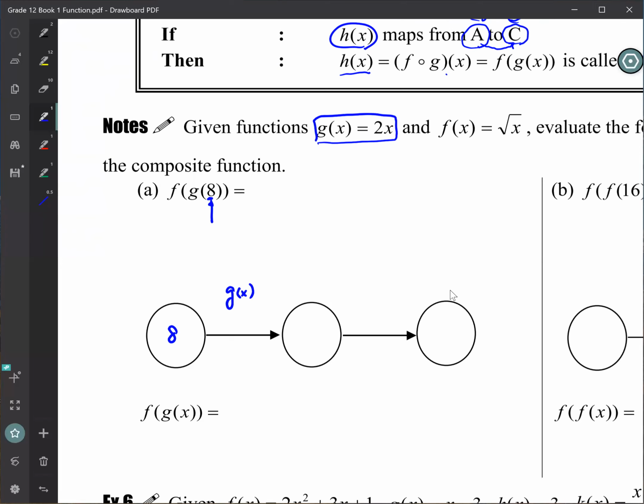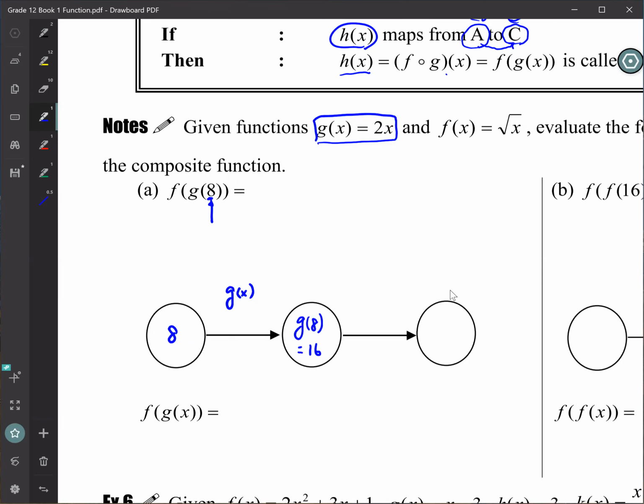So I will have g of 8, which will equal to what? Tiana, what's g of 8? 16. Yeah, 16, right? You put it into the x, 2 times 8 is 16. So 16 is like the little component. You made it from the ingredients, turned into a component. And then that component is going to the second factory, okay?